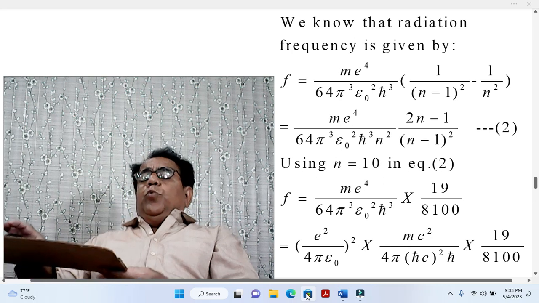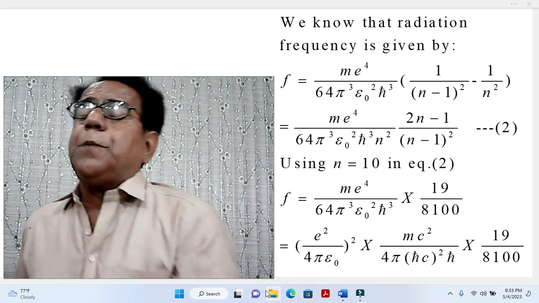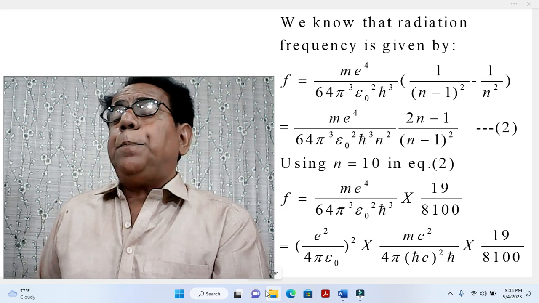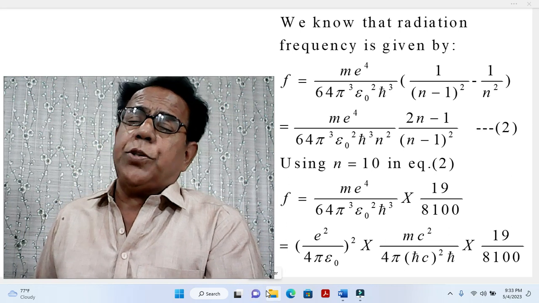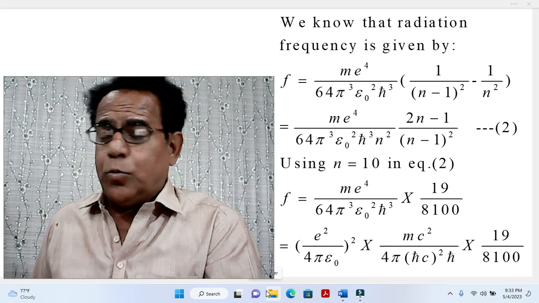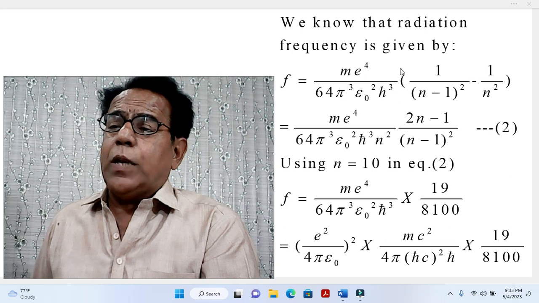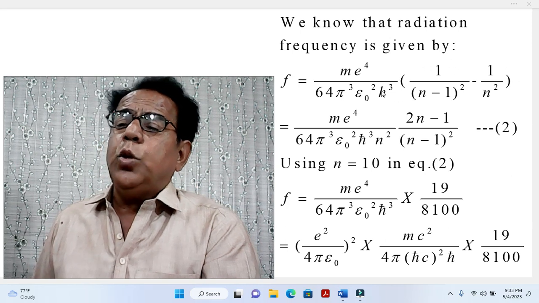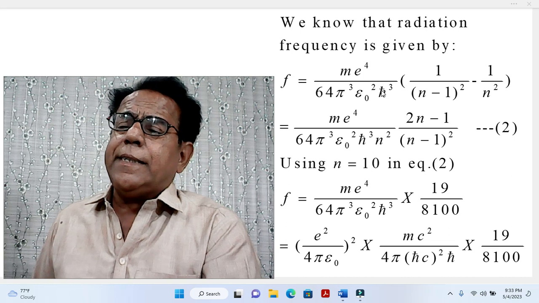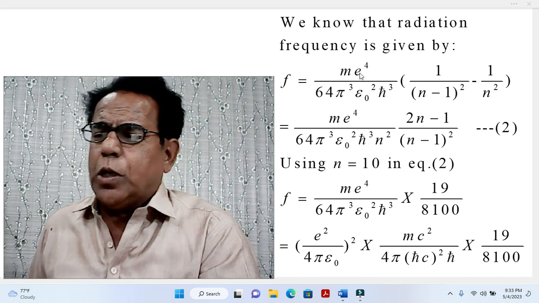Now we move to the next part, the remaining portion of part A. We know that radiation frequency is given by this. What is this? This is tool number 2. We have not changed anything, it is quite the same as was given in tool number 2.